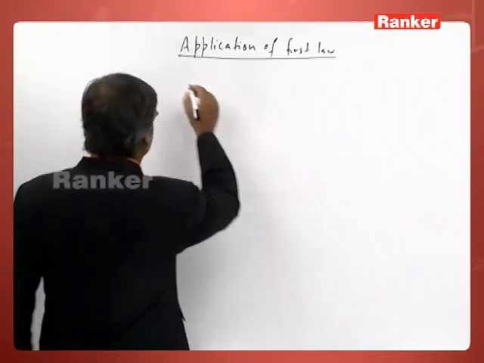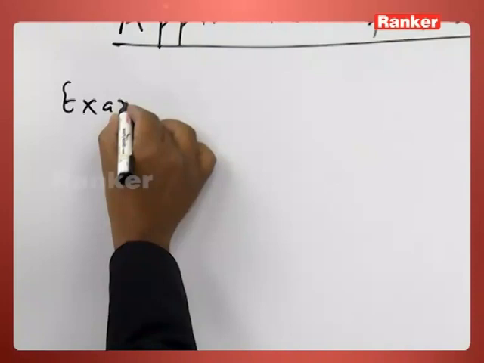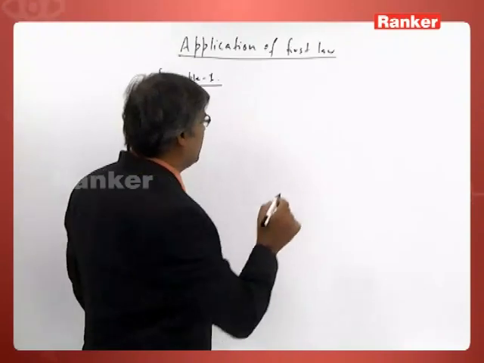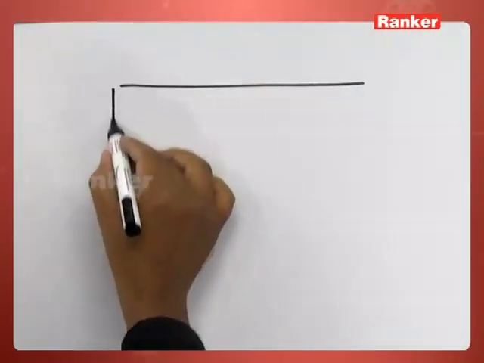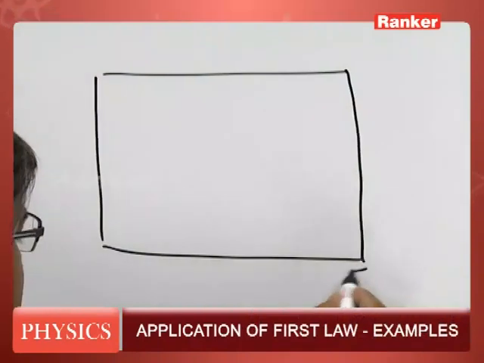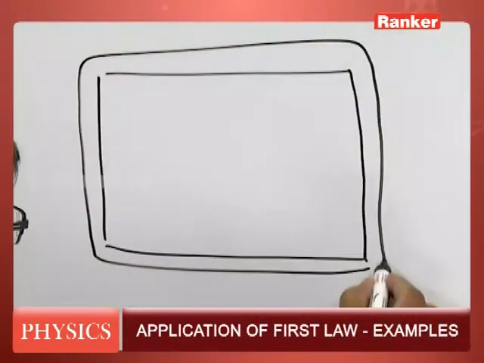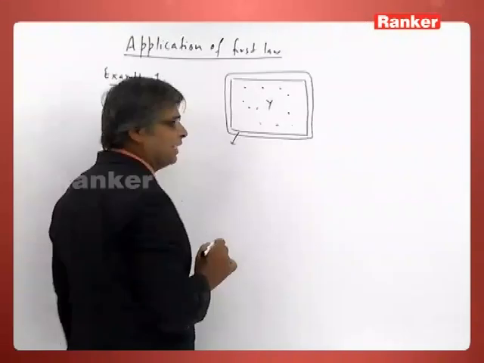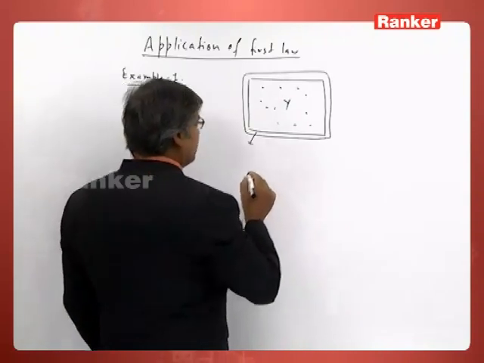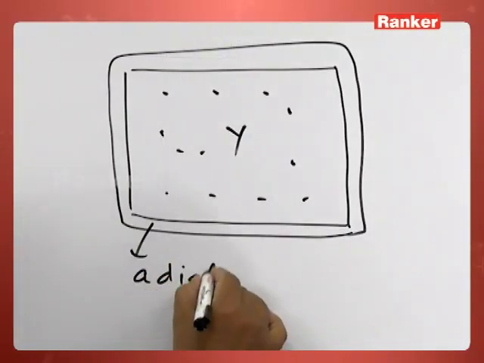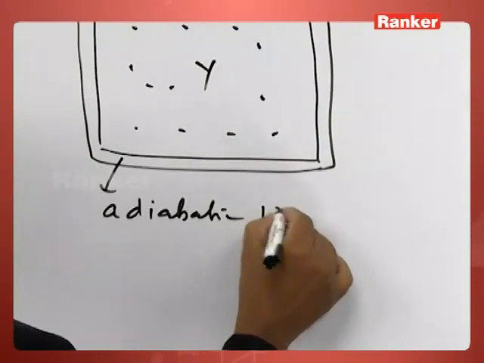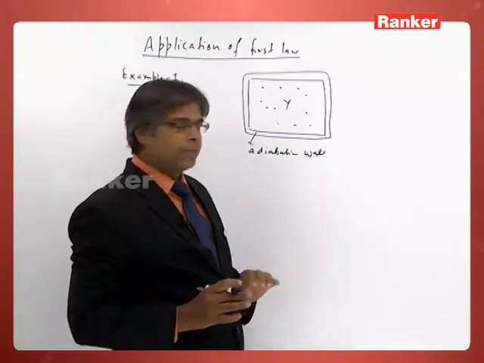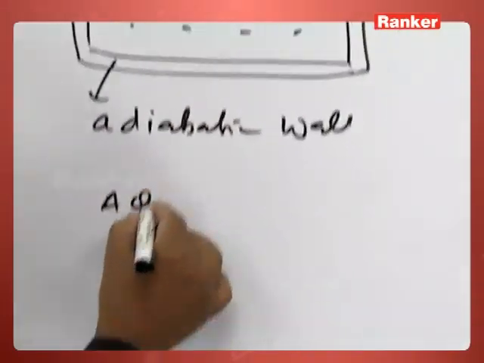So take some examples. Example 1. In this example, we have taken an ideal gas kept inside a vessel. This is an ideal gas whose adiabatic exponent is gamma, and this is an adiabatic boundary wall, so that no heat can go inside and it can come outside. So delta Q will be equal to 0.